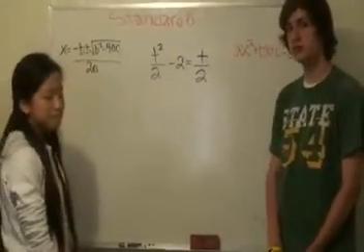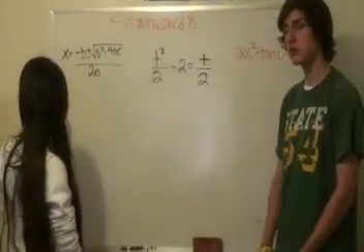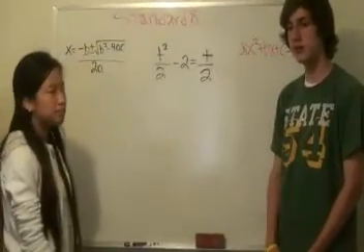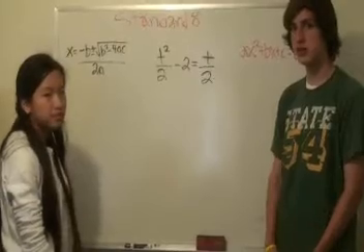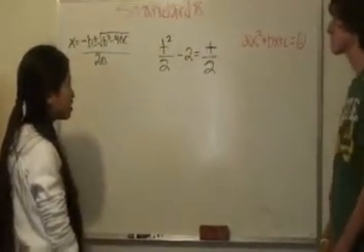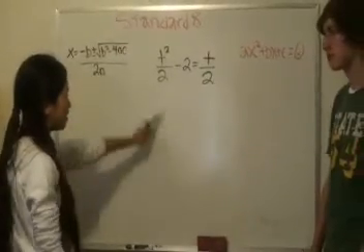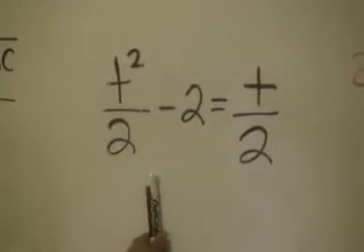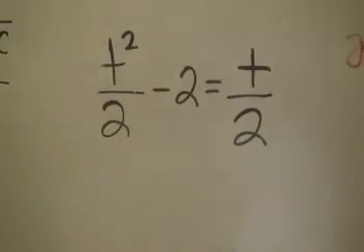Standard 8 deals with solving and graphing quadratic equations by factoring, completing the square, or using the quadratic formula. This specific problem requires use of the quadratic formula, and this problem is t squared over 2 minus 2 is equal to t over 2.